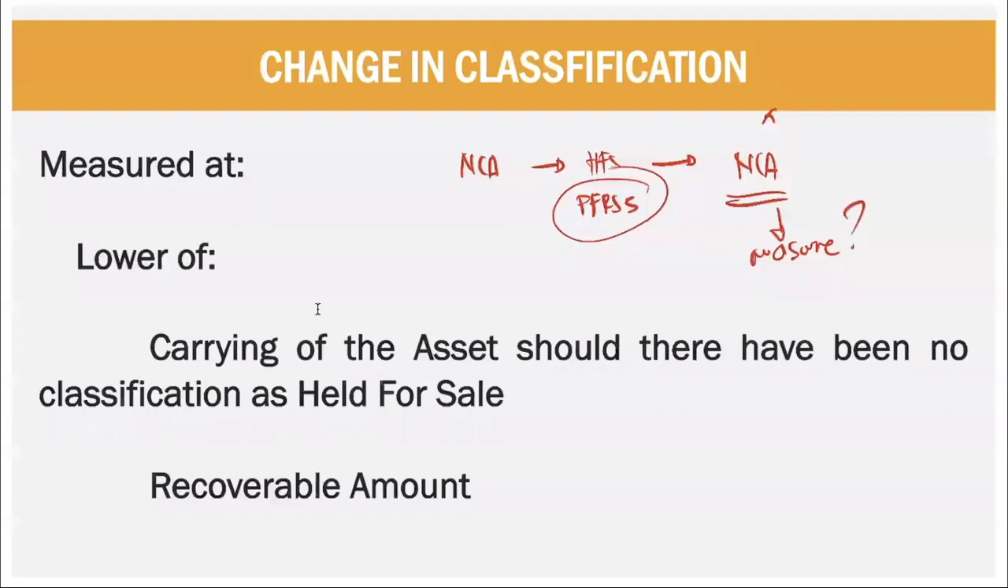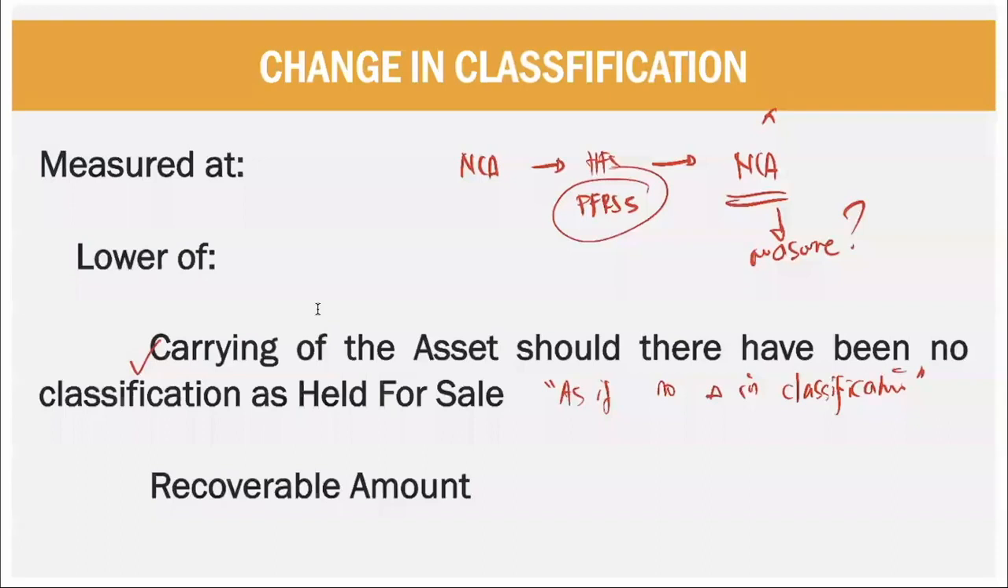So to measure it, you measure it at the lower of the carrying amount of the asset should there have been no classification as held for sale. So in short, as if no change in classification. Okay? So whatever the carrying amount is, as if there is no change in classification, that is this value versus the recoverable amount.